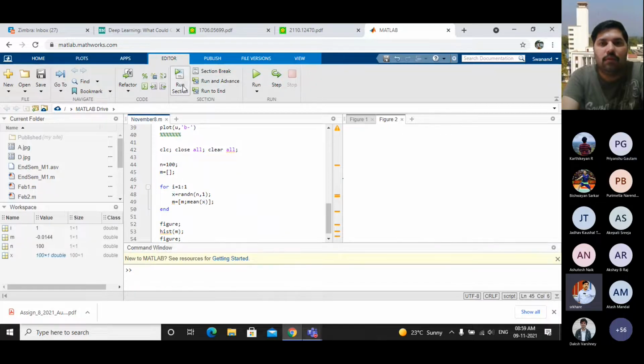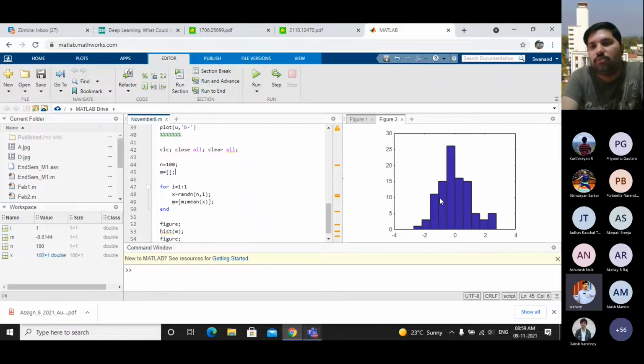Then I think now it's running. So you see, now I have gotten a different sample. All the values are roughly between -3 to +3. This is a different sample, a different histogram, and this also looks very close to a normal density, right? If you join the midpoints of the histogram, it will almost look like a normal density curve. Is that okay? Do you understand?